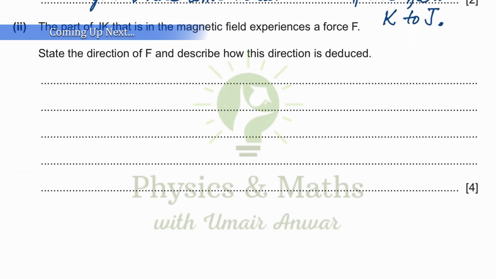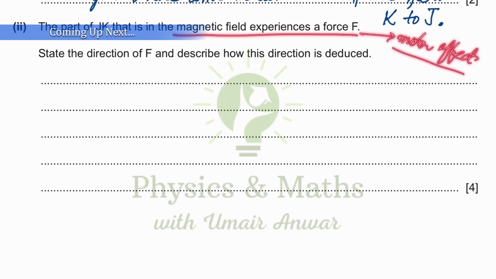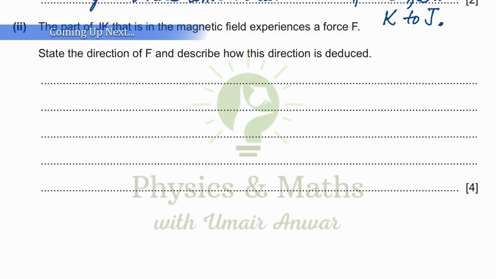The part of JK that is in the magnetic field experiences a force F. So this is what we call the motor effect: whenever a current carrying wire or conductor is placed in a magnetic field, a force acts on the conductor because of the interaction of both magnetic fields.